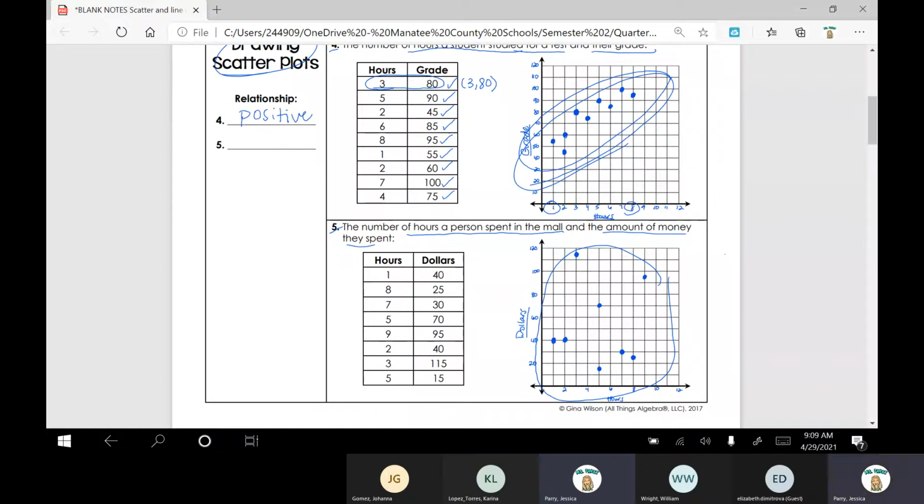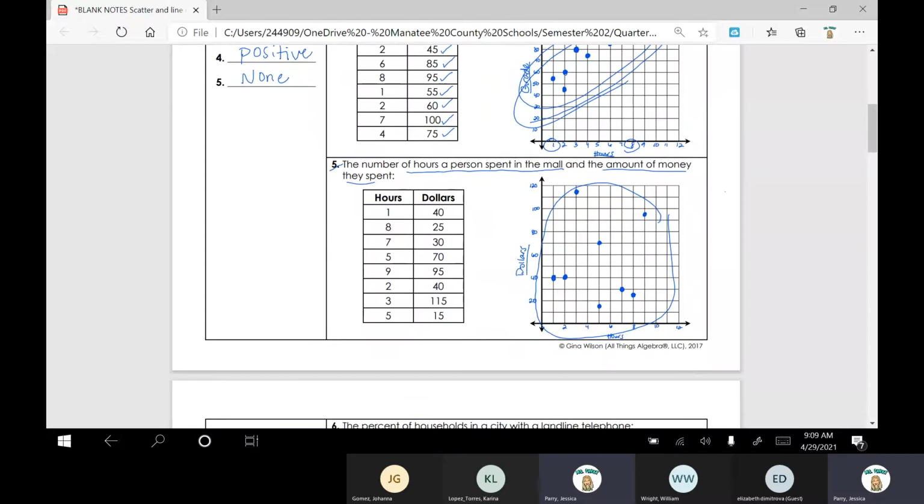I see someone typed in none, and that is correct. There is no correlation here. So depending on how many hours you spend on the mall, it doesn't really affect the amount of money that they spent. I'm not sure if you guys have ever been to the mall. I know sometimes you buy things, sometimes you don't. There's no real correlation with it. It's just kind of random. I mean, some people have shopping problems and they always buy things, but for the most part, average person, there's no correlation between that. So that's why it would just be none. And then we just have our visual there.